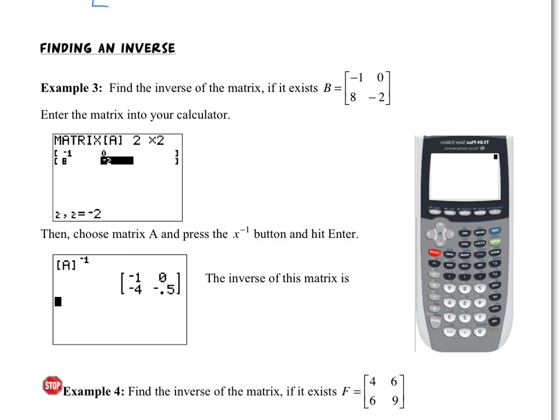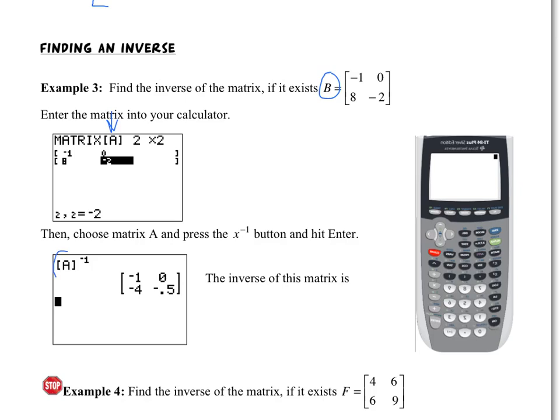So let's put this matrix into our calculator. Now here it's called B, but if I'm starting over a new problem, I always just put it in the first slot for matrices. So I'm going to call it A, and I put it in. Now I want to go back to my home screen, choose matrix A.